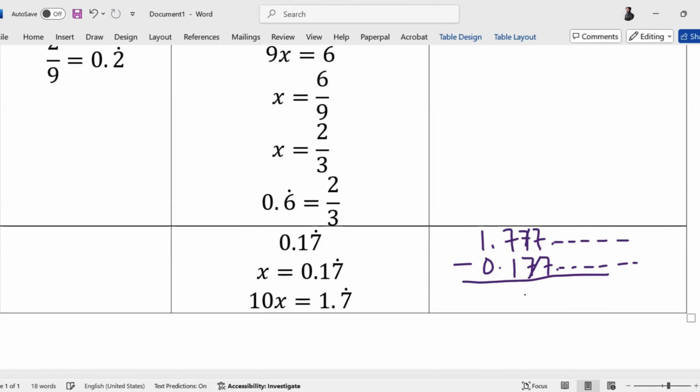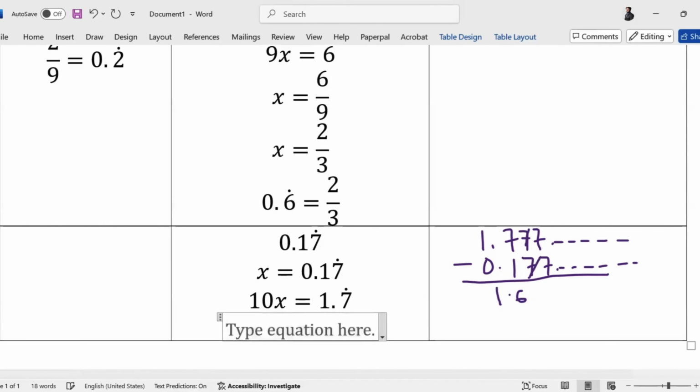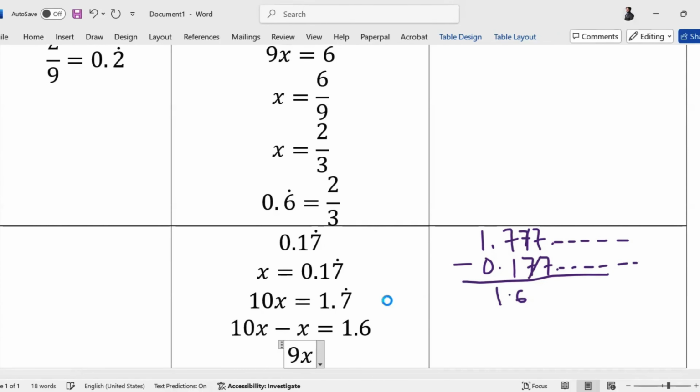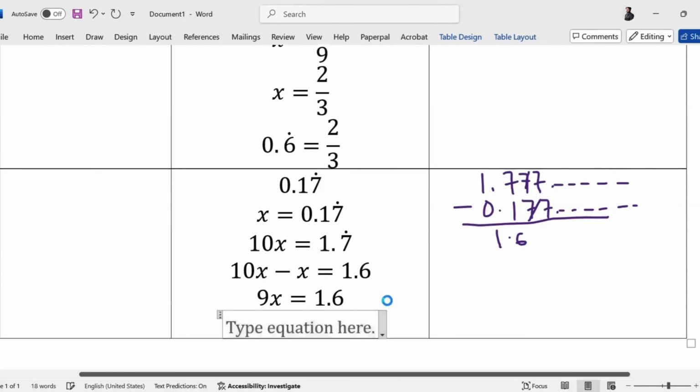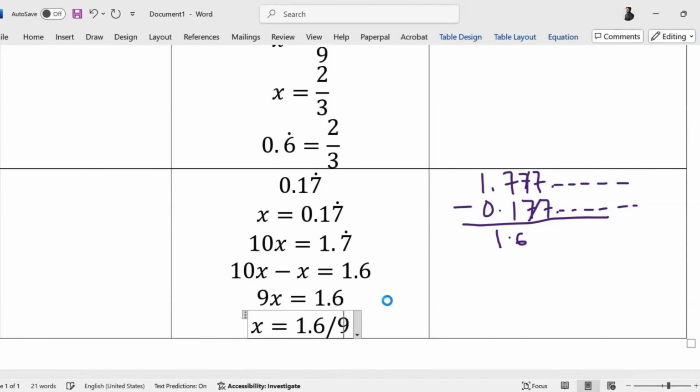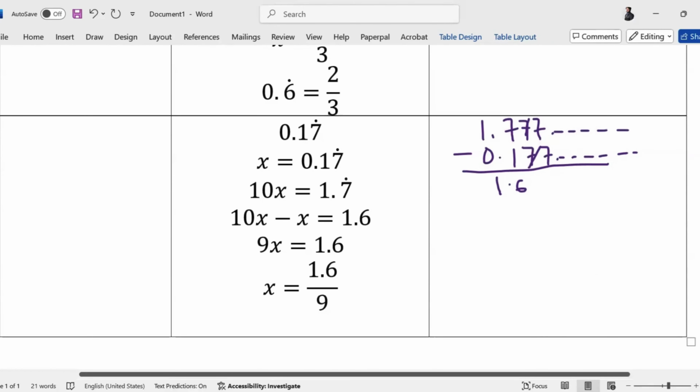7 minus 1 is 6. And this is 1. So 10x minus x is 1.6. So 9x is 1.6. x is 1.6 upon 9. Now you can simplify this. What do you get?